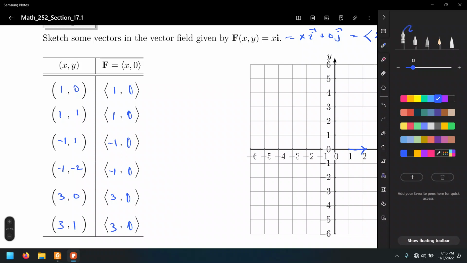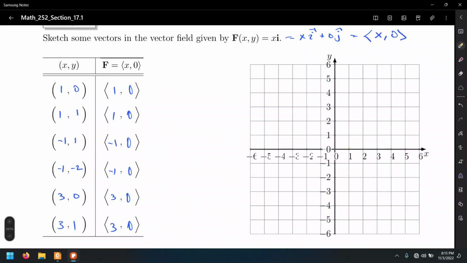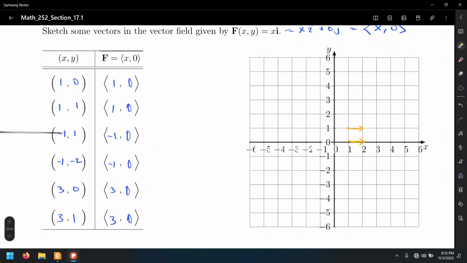Maybe I should use a different color for contrast. So that's the vector, right? Now at the point 1 comma 1, what do we have? If we go up to the point 1 comma 1, that's going to be the starting point, the initial point of the vector, and that's also 1 comma 0. What about the point on the negative side? That's negative 1 comma 1. So that's our initial point. In this case, we're going to go for the vector negative 1 in the x direction and 0 in the y direction. And for the point negative 1 comma 2, it's basically the same vector, right?